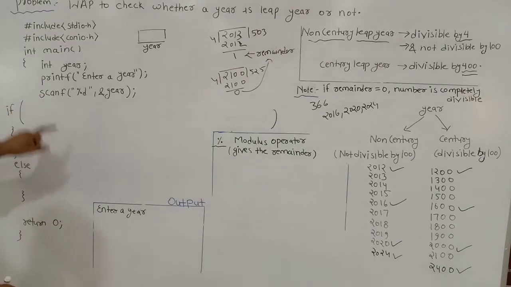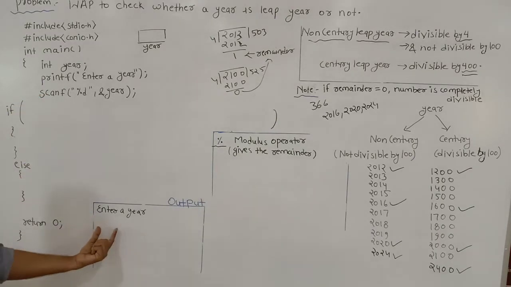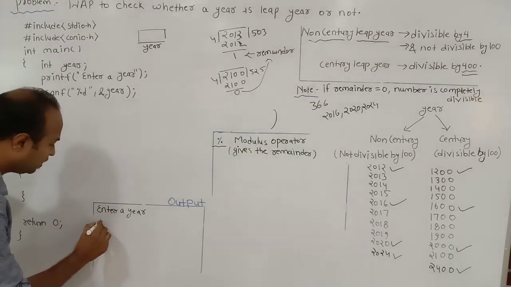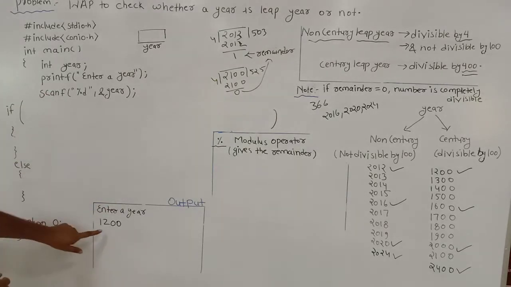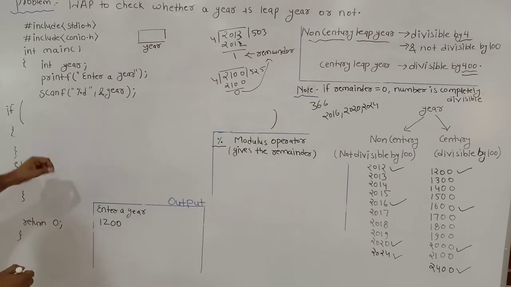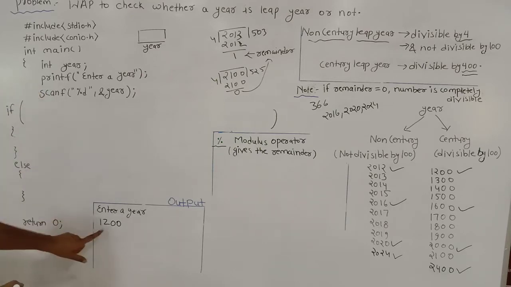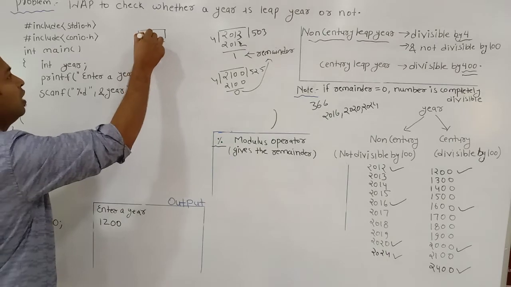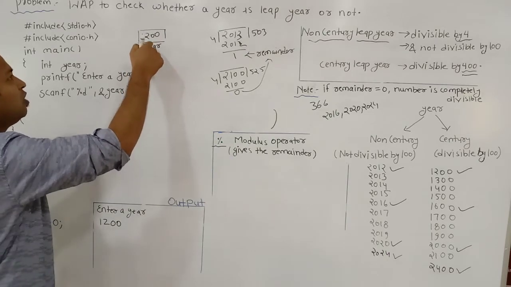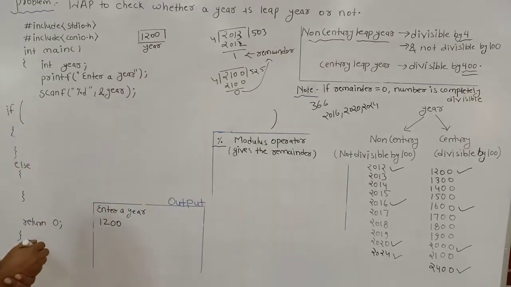Suppose we want to take a year from the user. If the user enters 1200, 1200 is a leap year. Where can we store this 1200? For reading this 1200, we have to use scanf. So we are using scanf here, and this 1200 will be stored at the address of year. So here 1200 will be stored. Now the value of year is 1200.